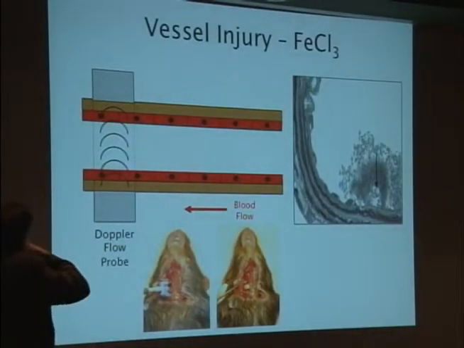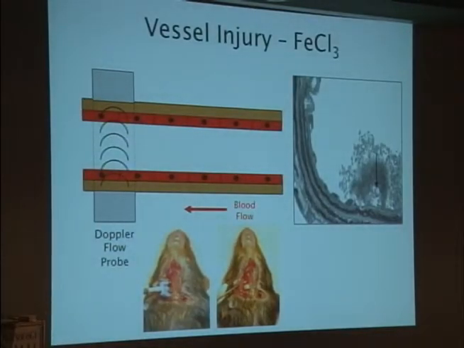So I think that the ferric chloride model was described. The model we've looked at occlusions of carotid arteries and also mesenteric arteries, and I'll show you some data for both. But the general idea here is we have a Doppler flow probe on the carotid artery, which is exposed surgically. A small pad saturated in ferric chloride is applied.